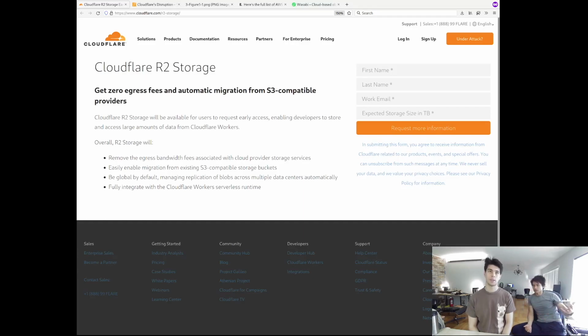What does zero egress fee mean? Whenever anybody, any computer or person, wants to get data from S3, they can get it for free. Now, free is not like storage cost. The storage cost is still there. You need a hard disk somewhere being hosted by somebody.